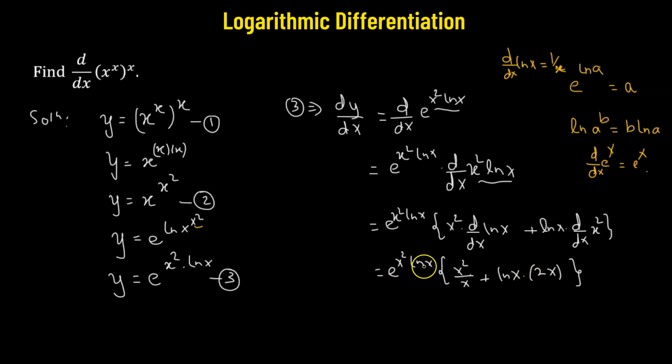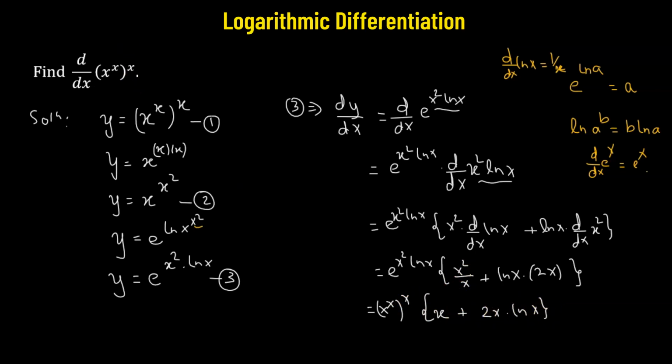Now e raised to the power of x squared log x, from 3, is equal to y, or you can say it's simply equivalent to number 1. That means we have x raised to the power of x, whole raised to the power of x, multiplied by x squared over x, which is x, plus 2x multiplied by log of x.